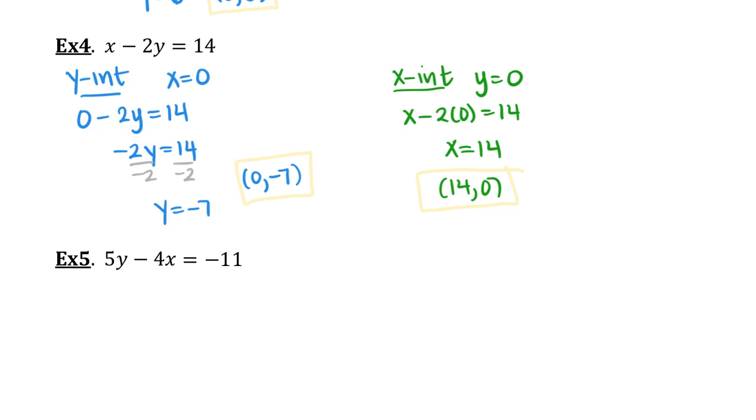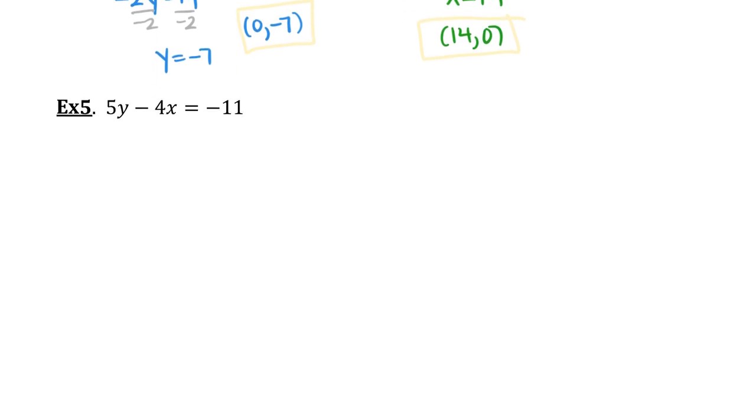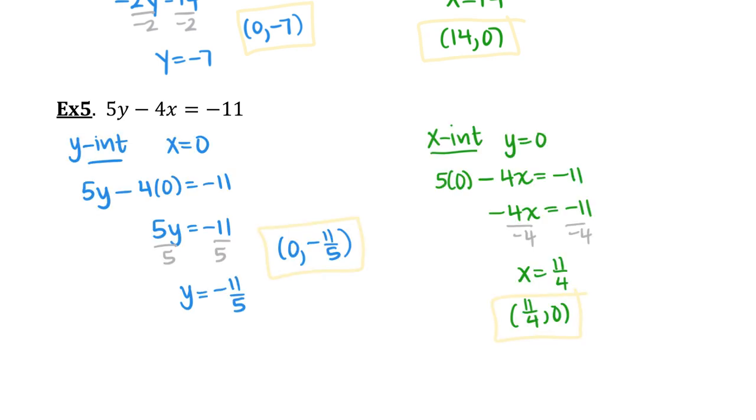Okay, now try example 5. You're going to get a fraction. I just need you to be okay with the fractions. Okay, for the y-intercept for example 5, I have 0, negative 11 over 5. It's okay to have fractions. I might not want to graph them, but if I had to, I could.